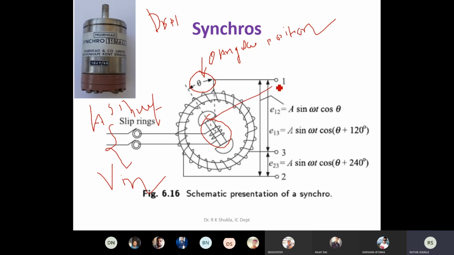That linkage depends upon the position of the rotor. If theta is 0, then see what output you are getting. If theta is 0, then cos 0 is 1. Then E12 is your A sin omega t only. In that case, if I take theta equal to 0, then what I'm getting is cos of theta plus 120, so cos of 90 plus 30. What is cos 30?